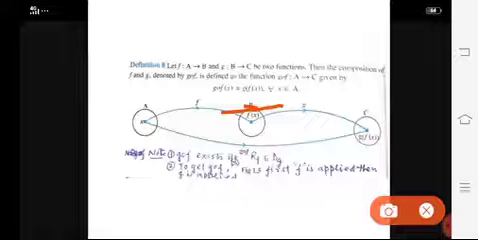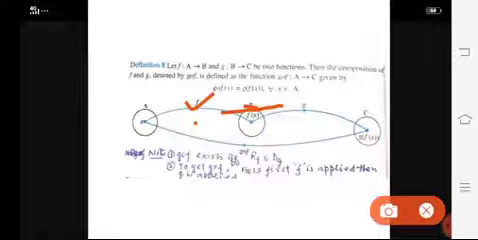See, f is a function from A to B. So by the definition of a function, what is a function? In the last video I told that a relation from A to B is said to be a function if corresponding to every element of A there is a unique element in set B. So f is a function from A to B. It means each element of A will be associated to a unique element of set B.